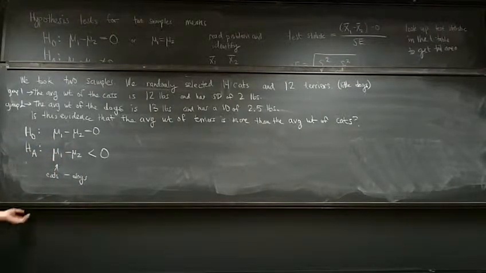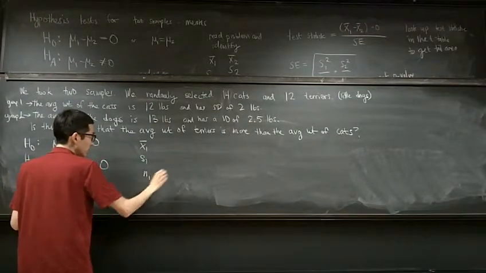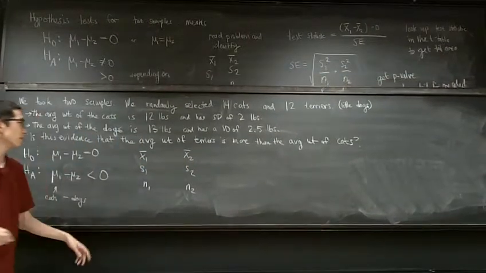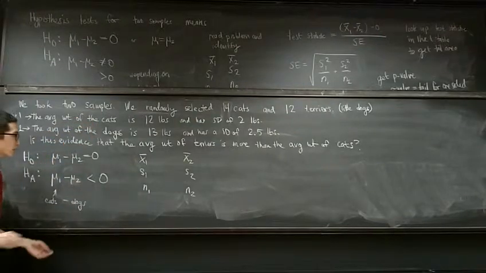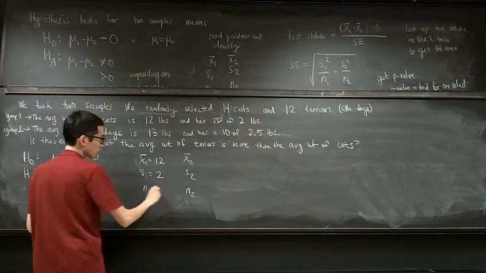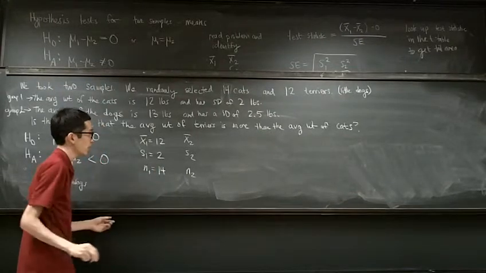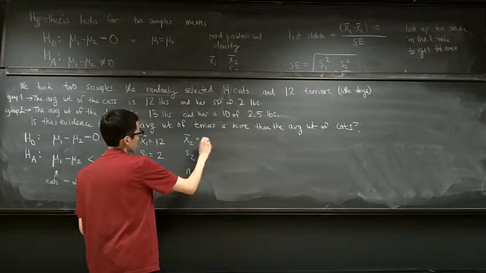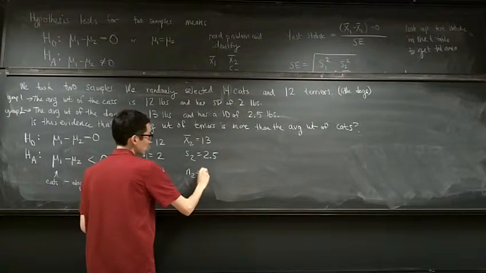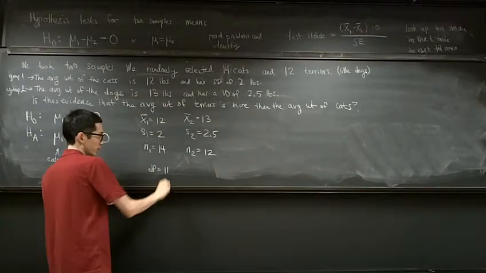Alright, so let's find x bar 1, s1, n1, x bar 2, s2, and n2. Let's go through the problem and pick all of these out. X bar 1 is the mean weight of the cats, 12 pounds. S1 is the standard deviation of the cats, 2 pounds. N1 is how many cats I have: 14. X bar 2, the mean weight of the dogs, or terriers, is 13. S2 is 2.5, and N2, I've got 12 dogs. So my degrees of freedom is going to be 11.